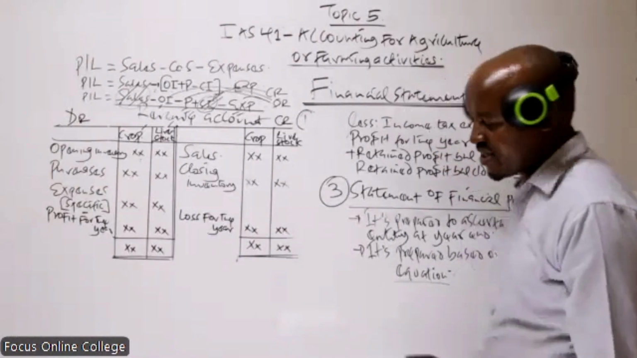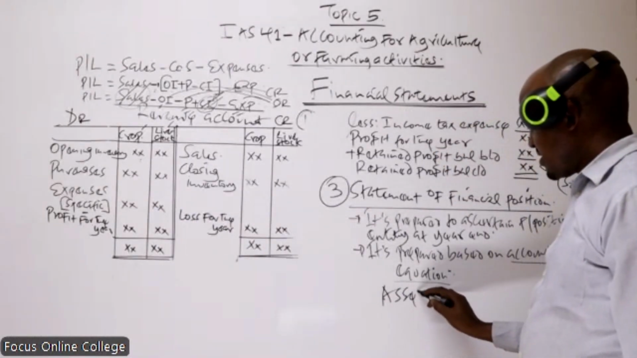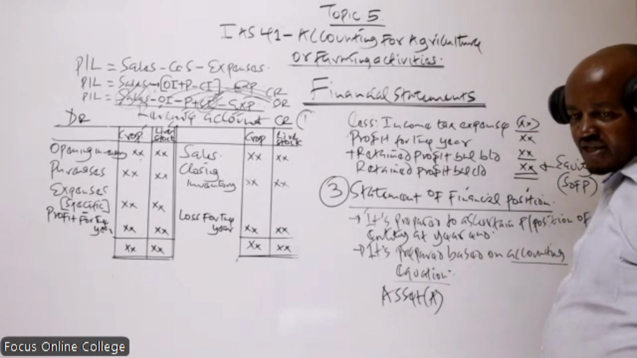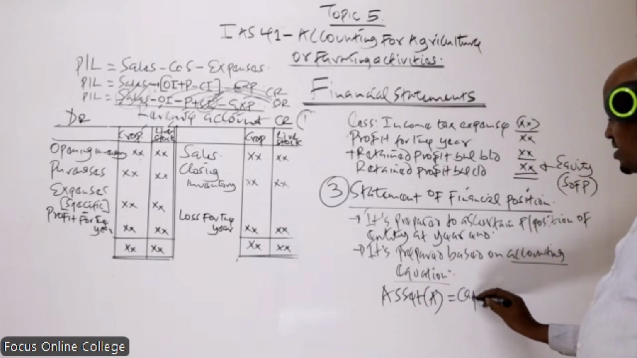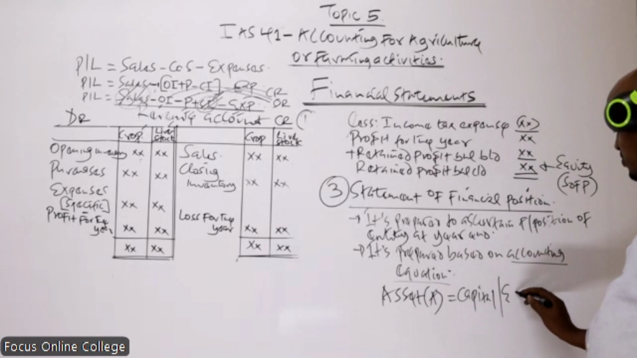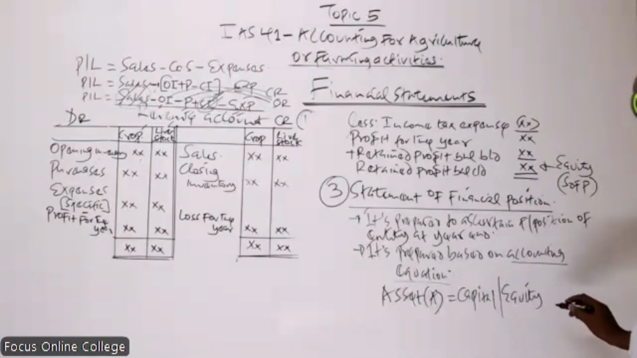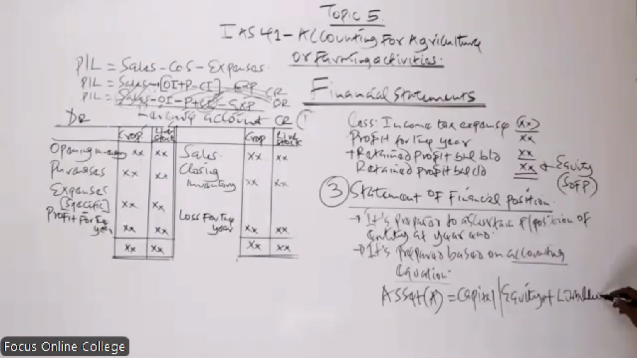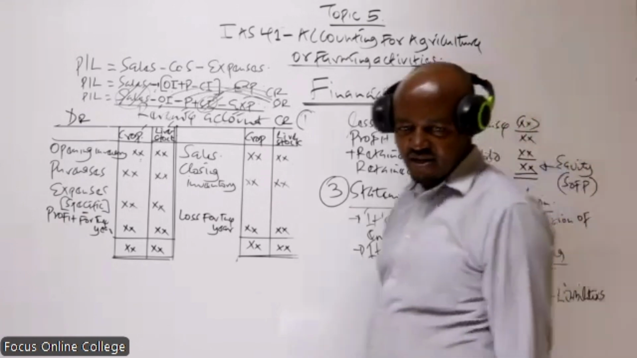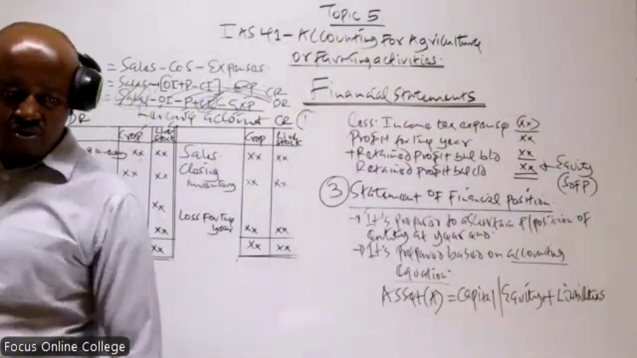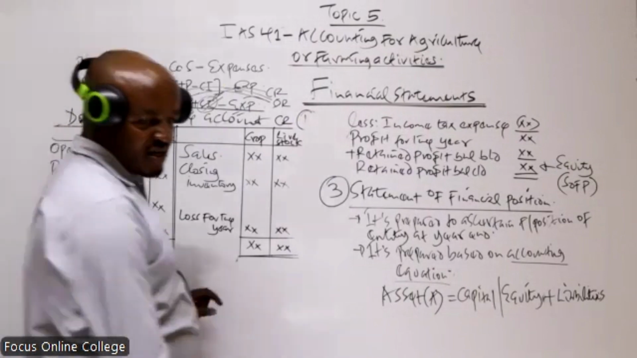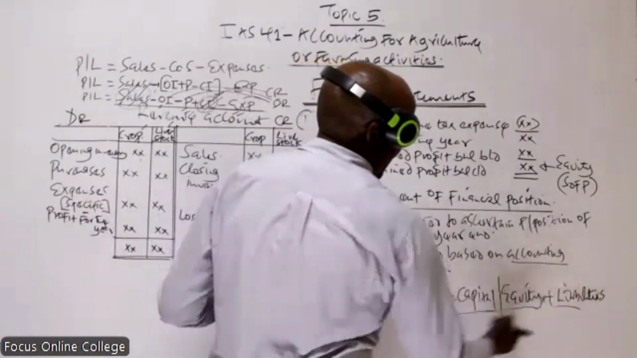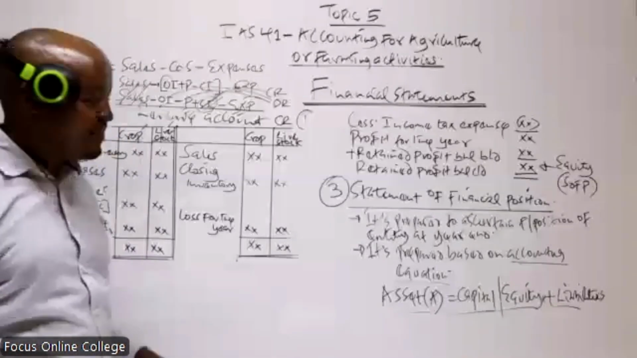Yes, the accounting equation states that assets, represented by capital A, will be equal to capital, which is also known as equity, plus liabilities. That's basically what the accounting equation states. So when preparing the statement of financial position, we prepare it based on that equation.